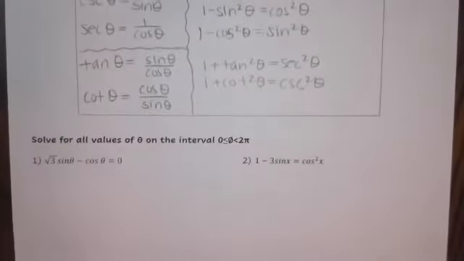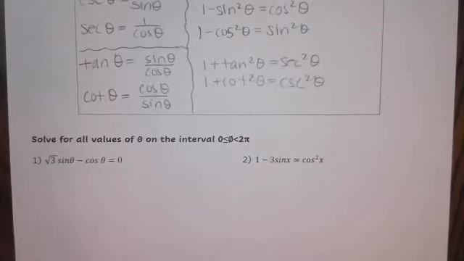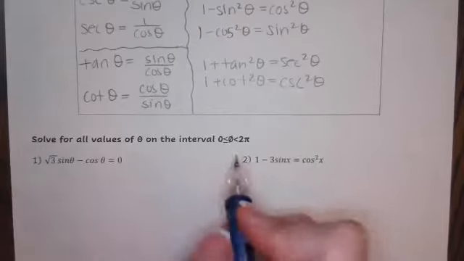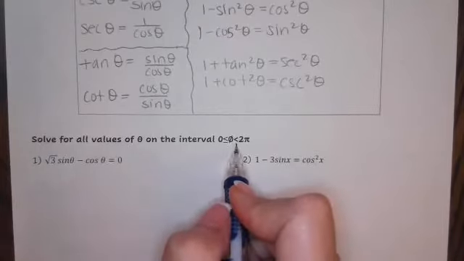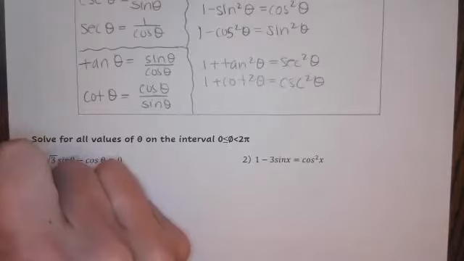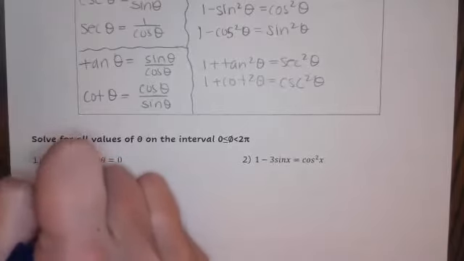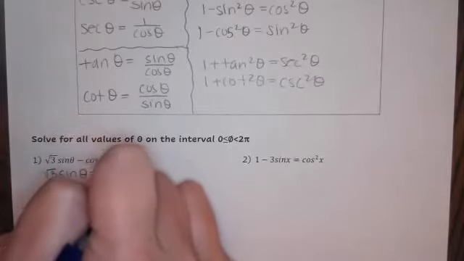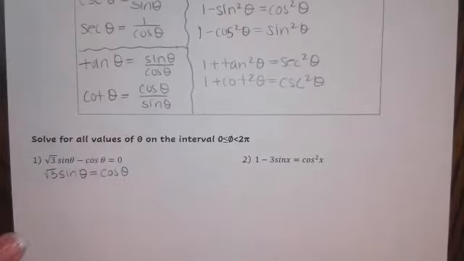All right, so on this part here, it is telling us to use the interval between 0 and 2 pi. Notice that 2 pi does not have an equal sign, so we wouldn't want to use the actual 2 pi. All right, so we're solving here. Square root of 3 times sine of theta minus cosine of theta equals 0. The first thing I'm going to do is take that cosine of theta to the other side. And so we've got square root of 3 sine of theta is equal to cosine of theta. So I added the cosine to get it to the other side.